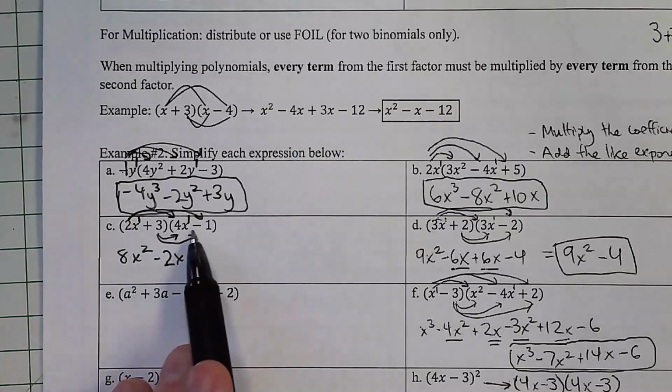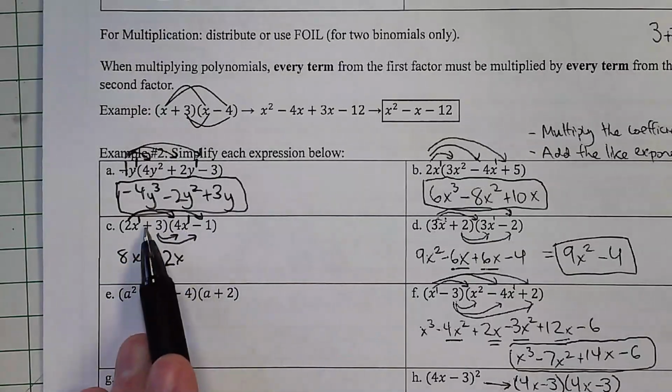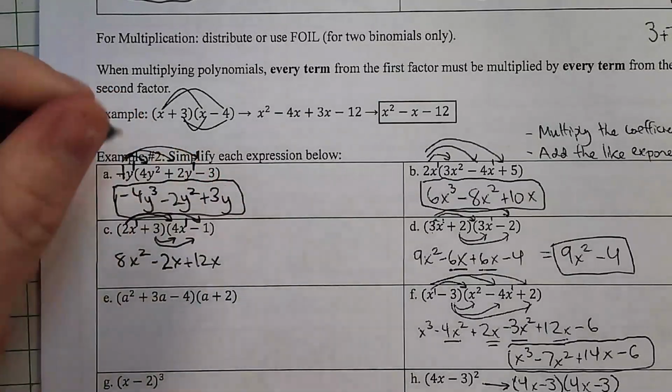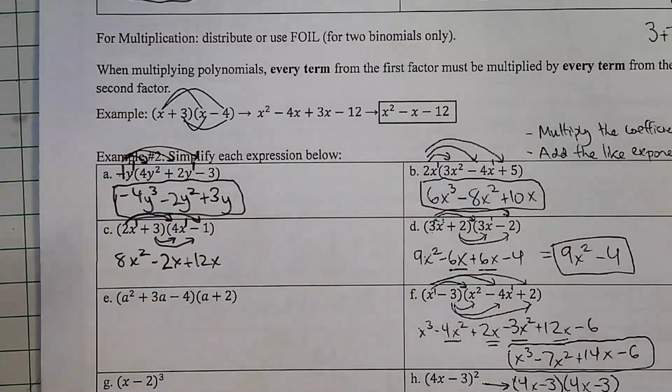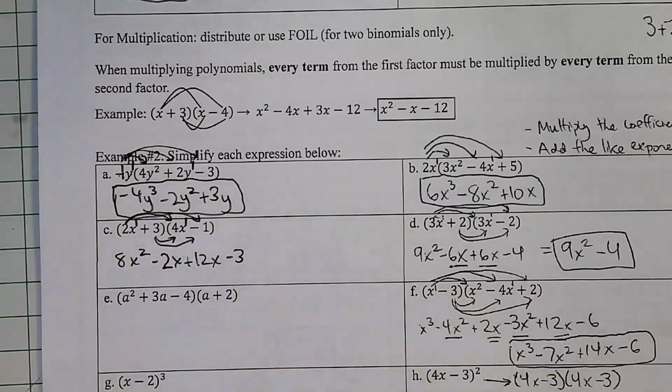Okay? So I multiply each term in here by this 2x. And I'm going to multiply each term in here by 3. What's 3 times 4x? What's 3 times 4? 12, and just slap the x on it. What's 3 times negative 1? Negative 3. You think Evan will be able to do this? Easy.